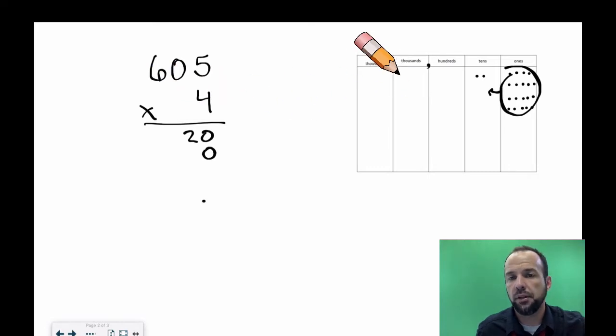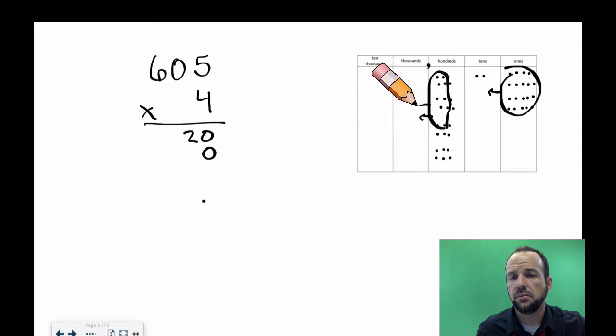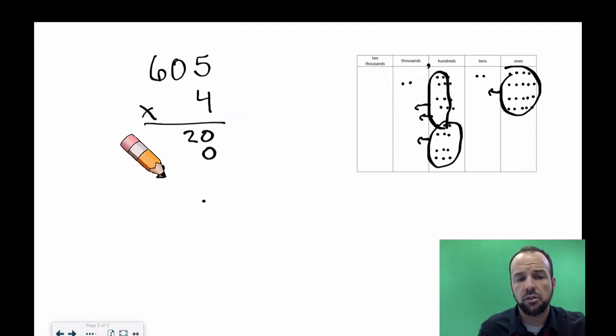6 times 4. Well, again, if we do 1, 2, 3, 4, 5, 6, we do that 4 times. 1, 2, 3, 4, 5, 6. If I do that 4 times, I'm going to have 24. All right, so if I have 24 of these hundreds, again, if I have a group of 10, they can move over to our thousands if I need to. And in that case, we would have 2 groups of 10 with 1, 2, 3, 4 left over. So that is 2 thousands, 4 hundreds, okay?